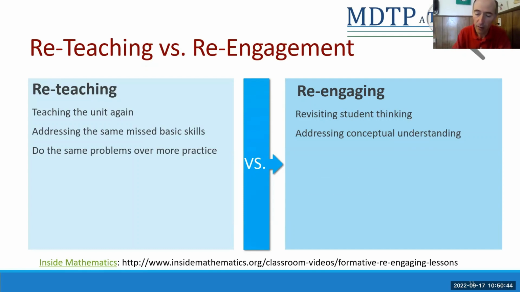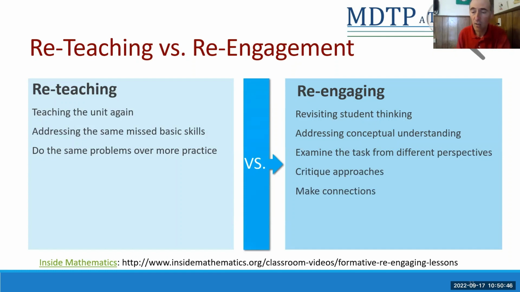Whereas when you are re-engaging, what you're trying to do is create some discourse in the classroom so that students can talk to each other. You can be a part of a conversation. You can look at how students have different ways of thinking about it. You can critique, or you can have students critique different ways of thinking about it, and you can make connections between the different approaches and the skills and the concepts and things like that.